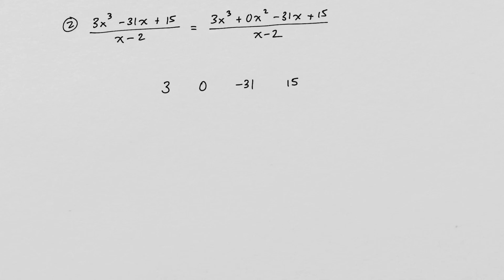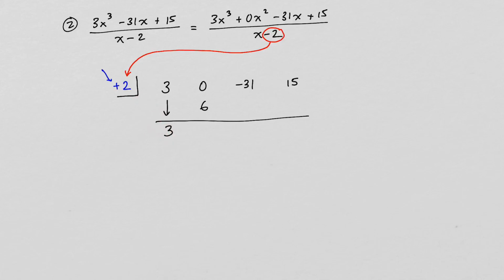That's our dividend. Our divisor is x minus 2. So again, remember, we take this number and we're going to put it in this box here, but we have to take the opposite of that number when you put it in the box. Now, you don't have to write the plus sign. I'm just writing that to emphasize that we're taking the opposite of that number. And then the procedure goes that the leading coefficient comes down. And then we take the number in the box, multiply it. So 2 times 3 is 6. And then we add 0 plus 6 is 6.